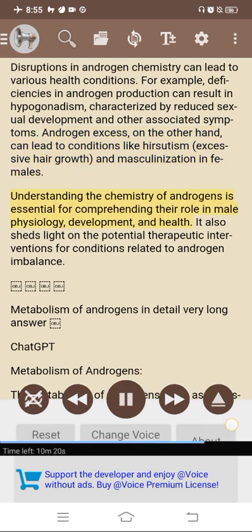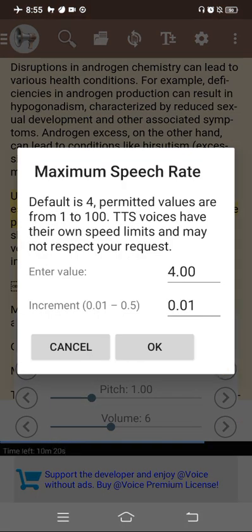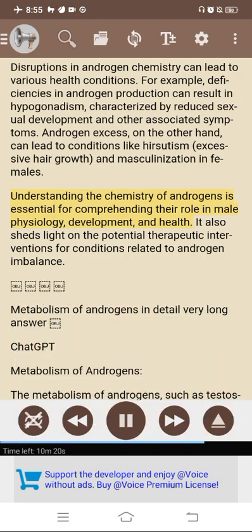Understanding the chemistry of androgens is essential for comprehending their role in male physiology, development, and health. It also sheds light on the potential therapeutic interventions for conditions related to androgen imbalance.